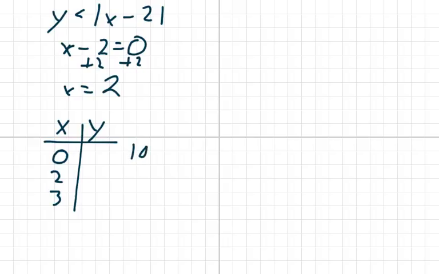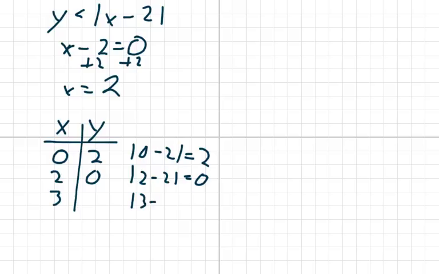So the absolute value of 0 minus 2 is equal to the absolute value of -2, which is 2. The absolute value of 2 minus 2 is 0, and the absolute value of 3 minus 2 is 1, and the absolute value of 1 is 1. So let me put down the points. So we're going to make a dotted line.